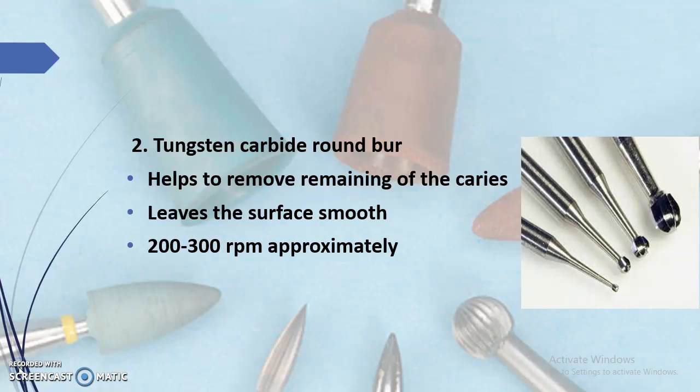Other burrs, yes, the tungsten carbide round burr. It helps remove the remaining caries and leaves the surface smooth. As we need a variable speed to remove the caries, its speed is approximately 200 to 300 RPM. The purpose of using slow speed removal is that it does not generate heat, and therefore it won't irritate the pulp. If along with it you also use water irrigation, it will keep things calm.